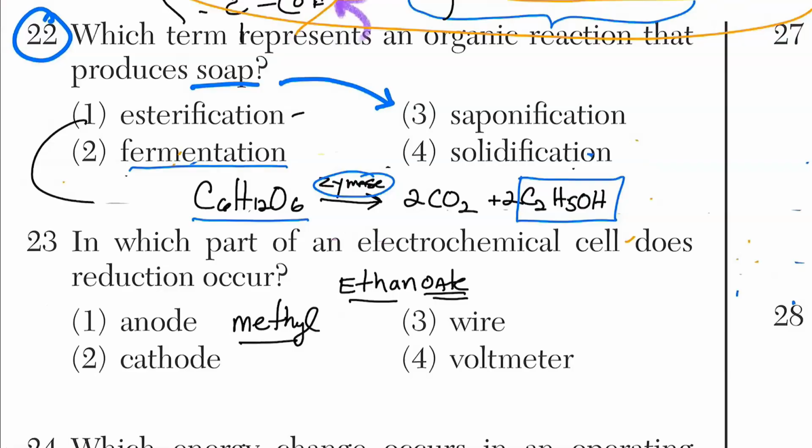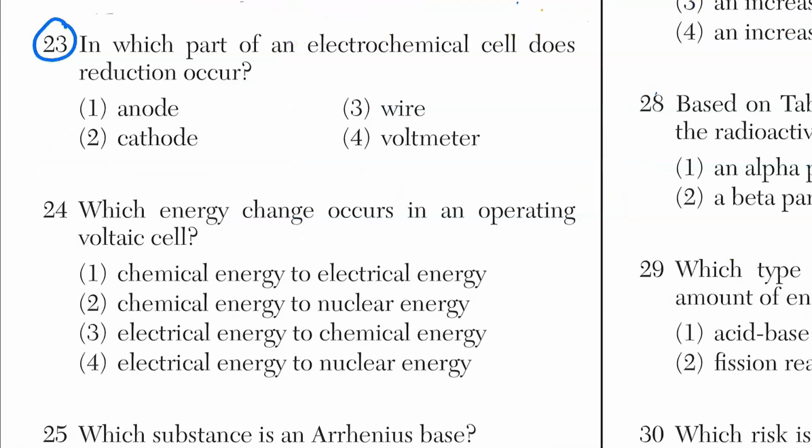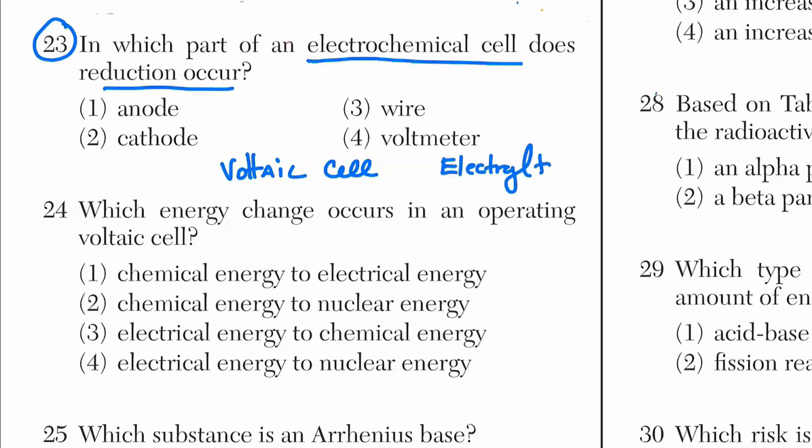On to number 23. In which part of the electrochemical cell does reduction occur? Okay, electrochemical cell is a very general term for either the battery, which could be the voltaic cell, or the one that requires energy, the electrolytic cell, electroplating. And you can see the word electrolytic has electricity in it. So the battery is a standalone device that produces energy spontaneously. The electrolytic cell requires energy, non-spontaneous, but they both have anodes and cathodes.